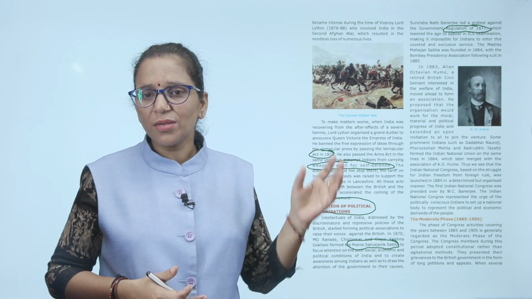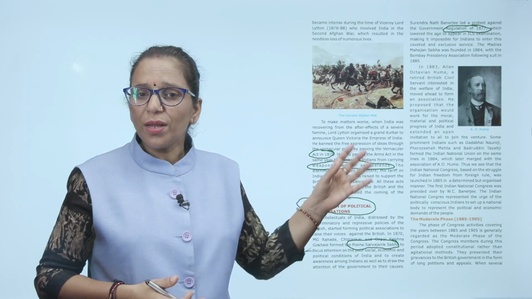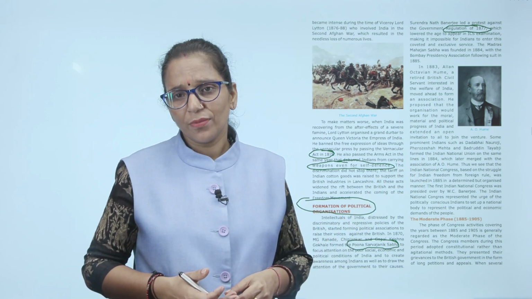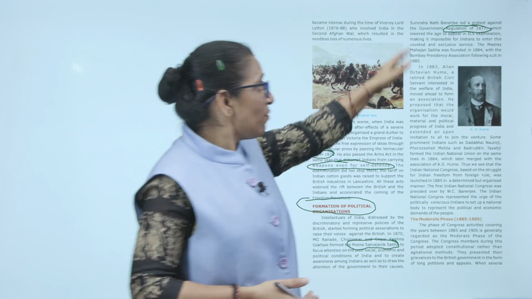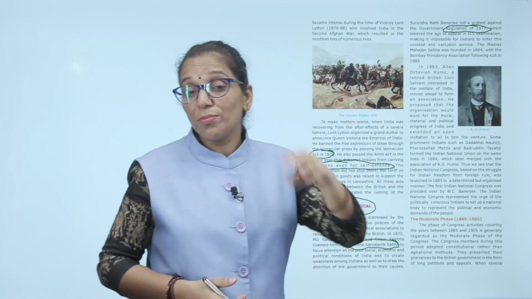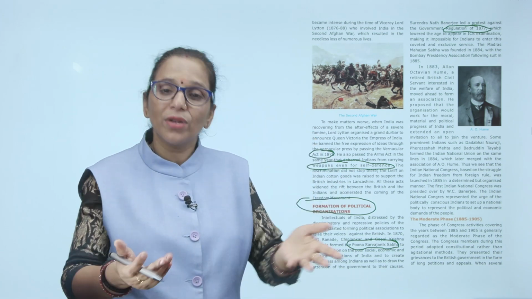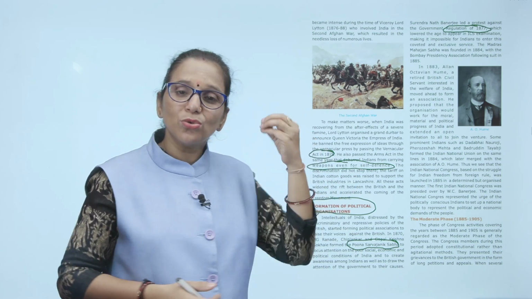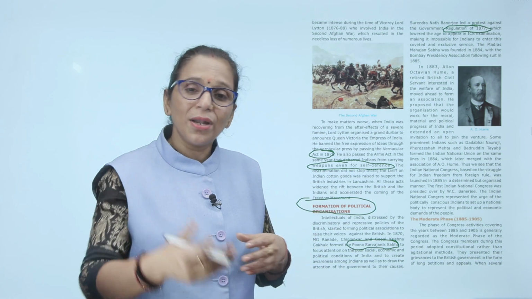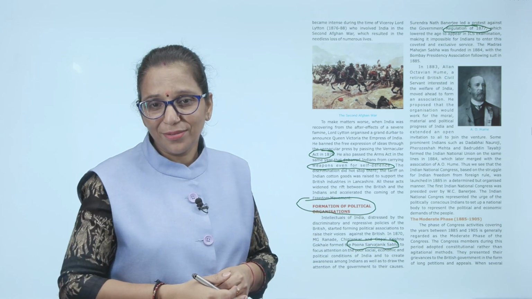The Madras Mahajan Sabha was founded in 1884, with the Bombay Presidency Association following suit in 1885. Though they lowered the age of the ICS exam, after that also many Indians qualified the exam. Now what will you do? Surendranath Banerjee, you throw out. But what happened now? The other Indians also qualified the exam.